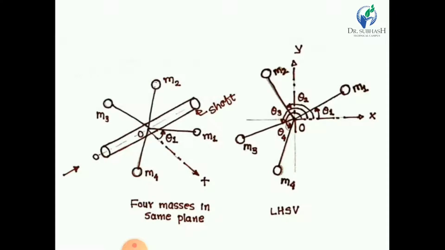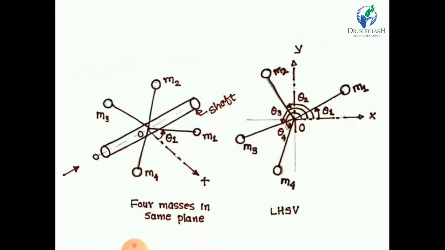Now let us understand two things. First, here we consider four masses in the same plane. We consider one shaft, and on this shaft there are M1, M2, M3 and M4. These four masses are rotating at some radius and at some angular position. So these four masses are rotating in a single plane. If we draw the front view from this side for this configuration, then we see all masses are in a single plane.